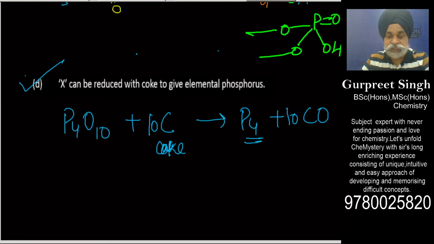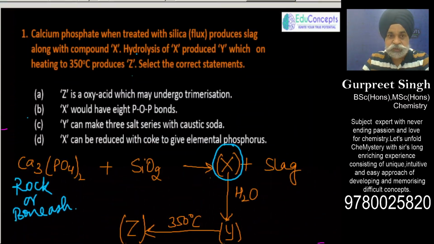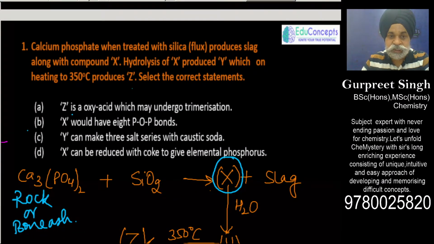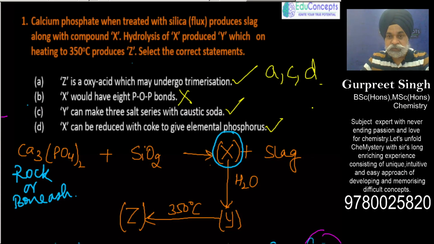So what exactly do we get as an answer? The answer to this question is that Z, the oxy acid, may undergo trimerization. This statement is perfectly right. The statement about 8 P-O-P bonds is wrong, as P-O-P bonds are 6. It can make 3 salt series. X can be reduced by coke to form elemental phosphorus is the correct one. So more than one choice. If it had been a single choice question, then the answer would have been B. Otherwise, in this case, it would be A, C, D. So a beautiful question to tackle.